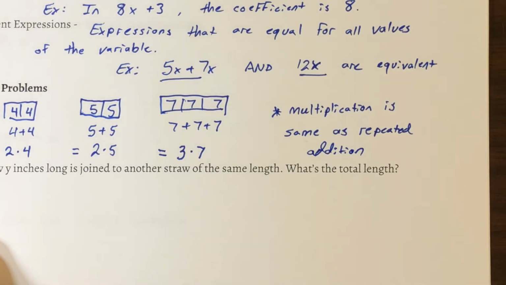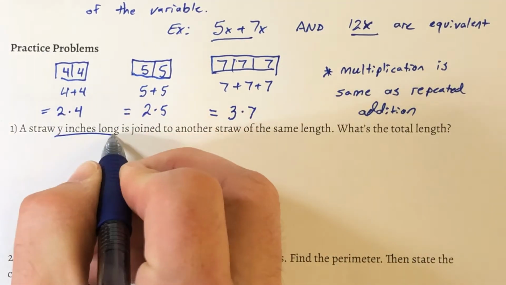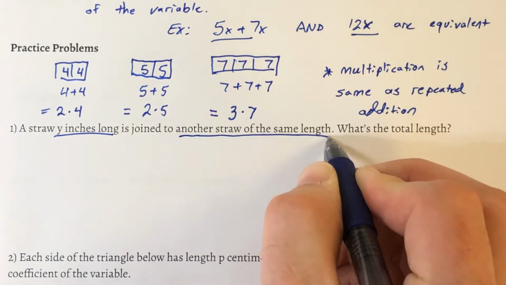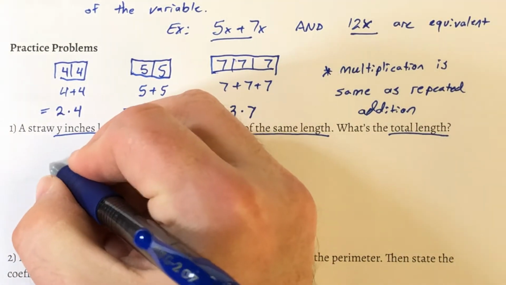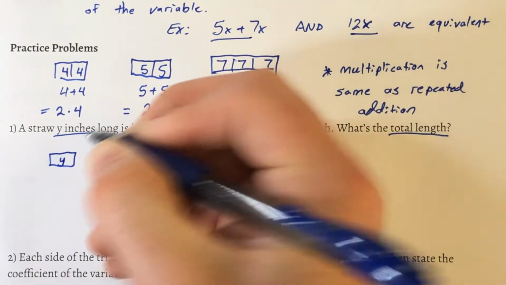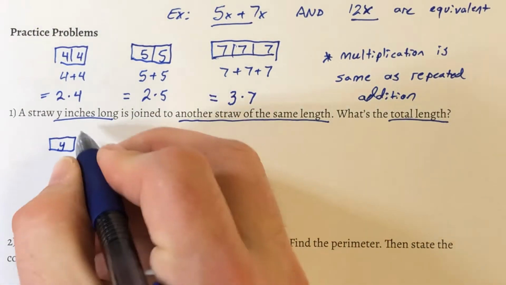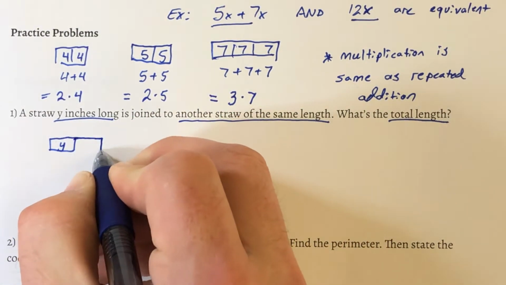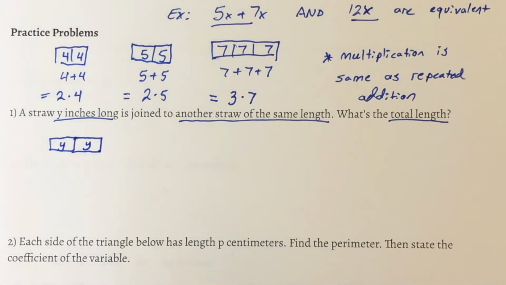So multiplication, same as repeated addition. This is going to help you when you're combining like terms. First example, a straw, y inches long, is joined to another straw of the same length, and I want the total length. So let's start out with a picture. I have a straw. It's y inches long. Next, I'm going to join it to another straw the same length. So here's another straw. Oh, it's y inches long because it's the same length.